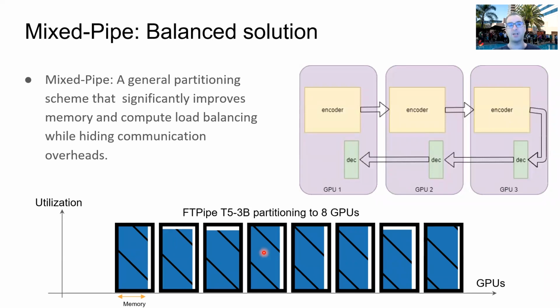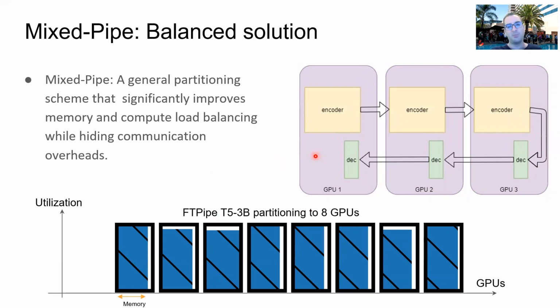MixedPipe. MixedPipe is our solution to the aforementioned problem. MixedPipe is a general partitioning scheme that significantly improves memory and compute load balancing while hiding communication overheads. We note that previous approaches implicitly optimize for reduced communication while not allowing non-adjacent layers or operations to be placed on the same GPU. MixedPipe relaxes this constraint and it results in much better load balance.